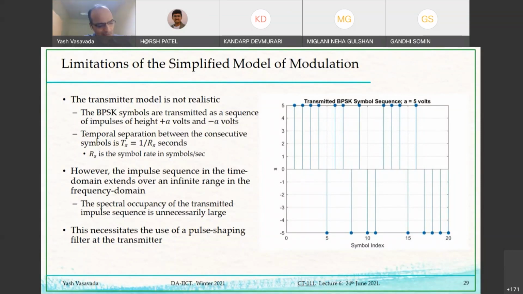The reason why is if I consider even a simple BPSK with, let's say, some 20 symbols that I'm transmitting one after another, so far we are just thinking of those symbols as either plus A or minus A. And they just go out in a stream like this. Now, today nobody transmits BPSK symbols like this. It is basically a sequence of impulses. Nobody does that.